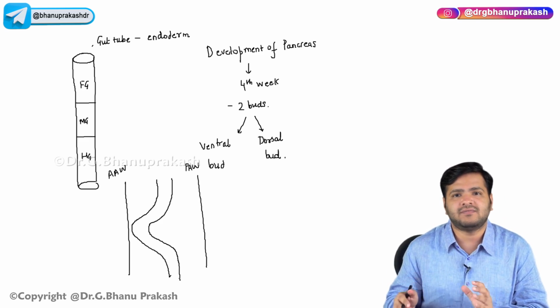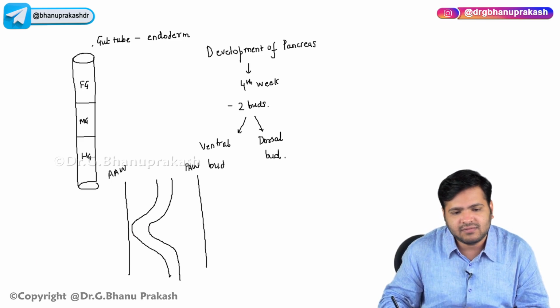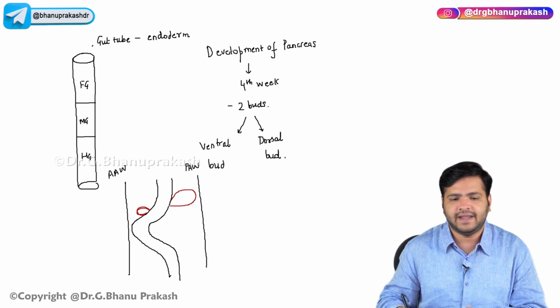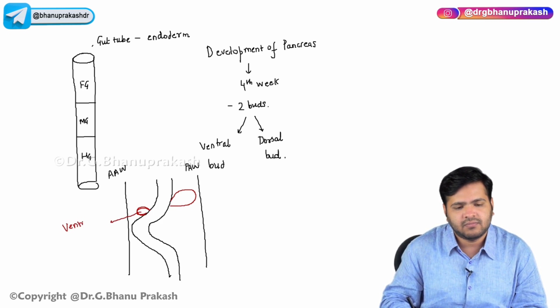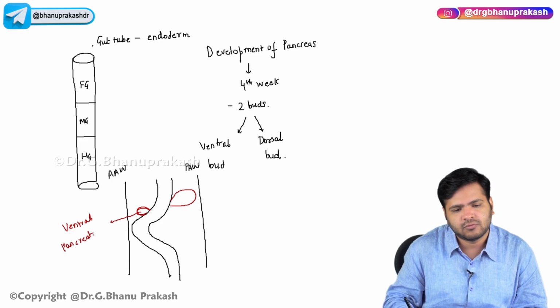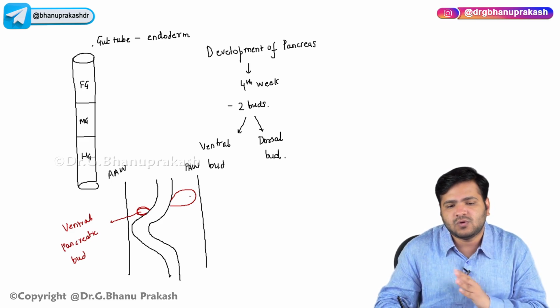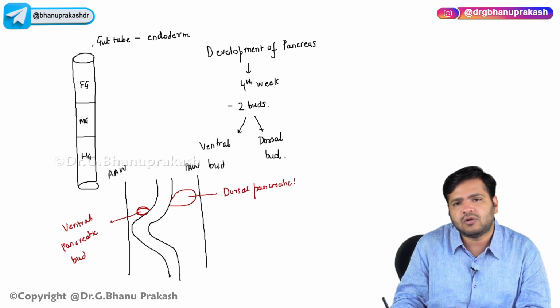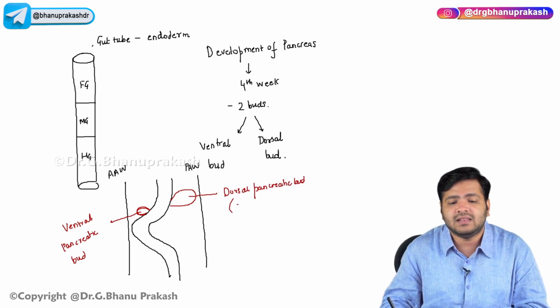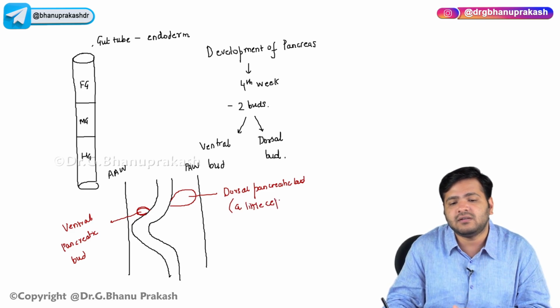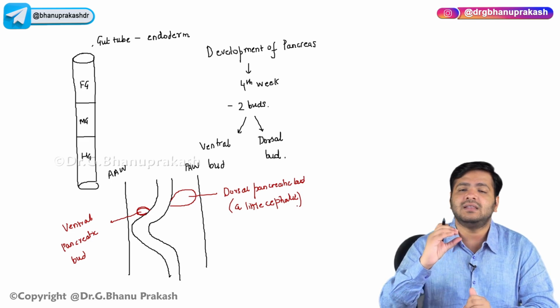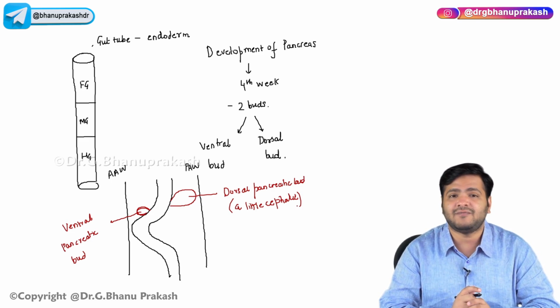Now there are two buds which are developing. A very small bud at the distal portion of the foregut, and one big bud that is called the dorsal bud. One is towards the anterior side, so it is called the ventral pancreatic bud. And one is towards the dorsal side, the posterior side, so it is called the dorsal pancreatic bud. The dorsal pancreatic bud is a little above, a little cephalic, compared to the ventral pancreatic bud. Obviously, if it were lower, after rotation it would not be in the same plane.